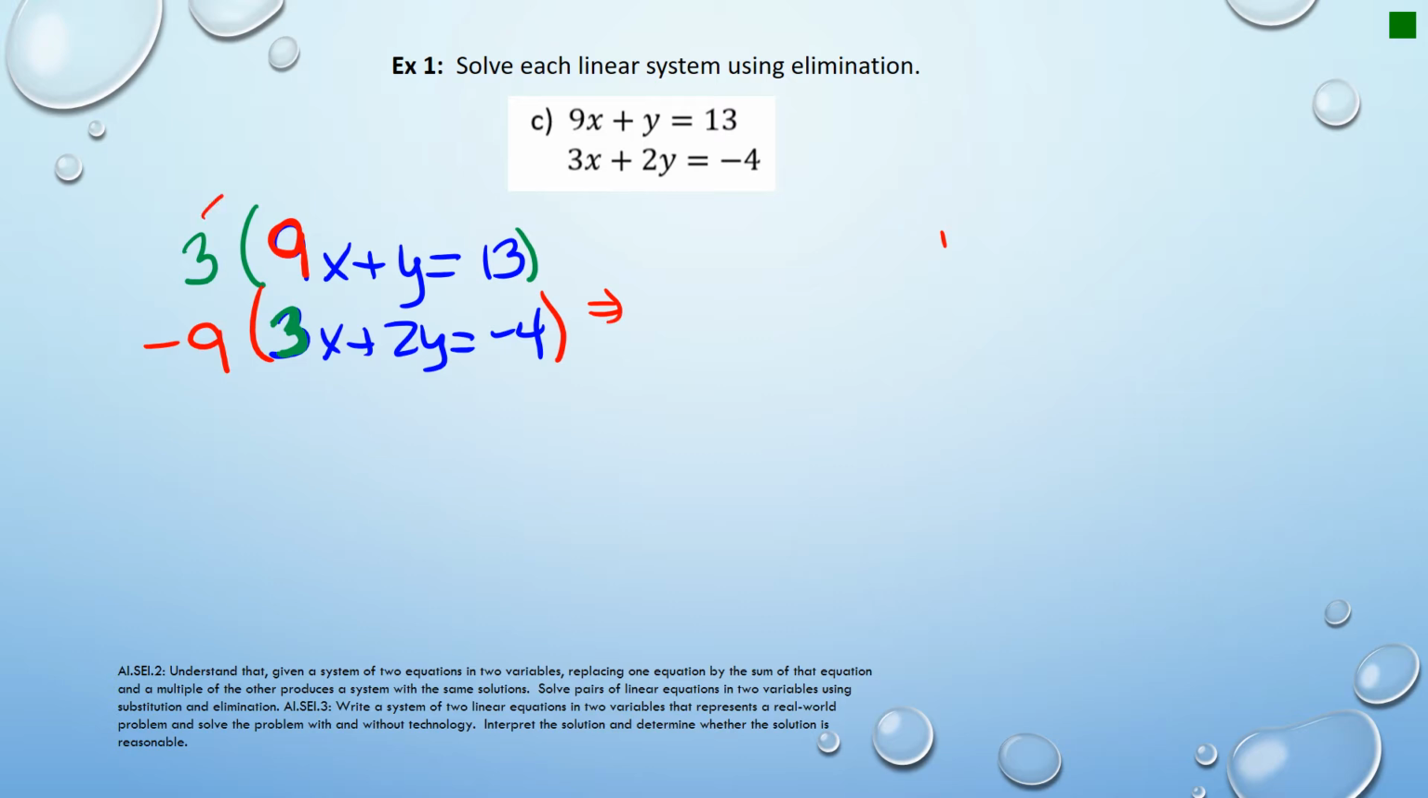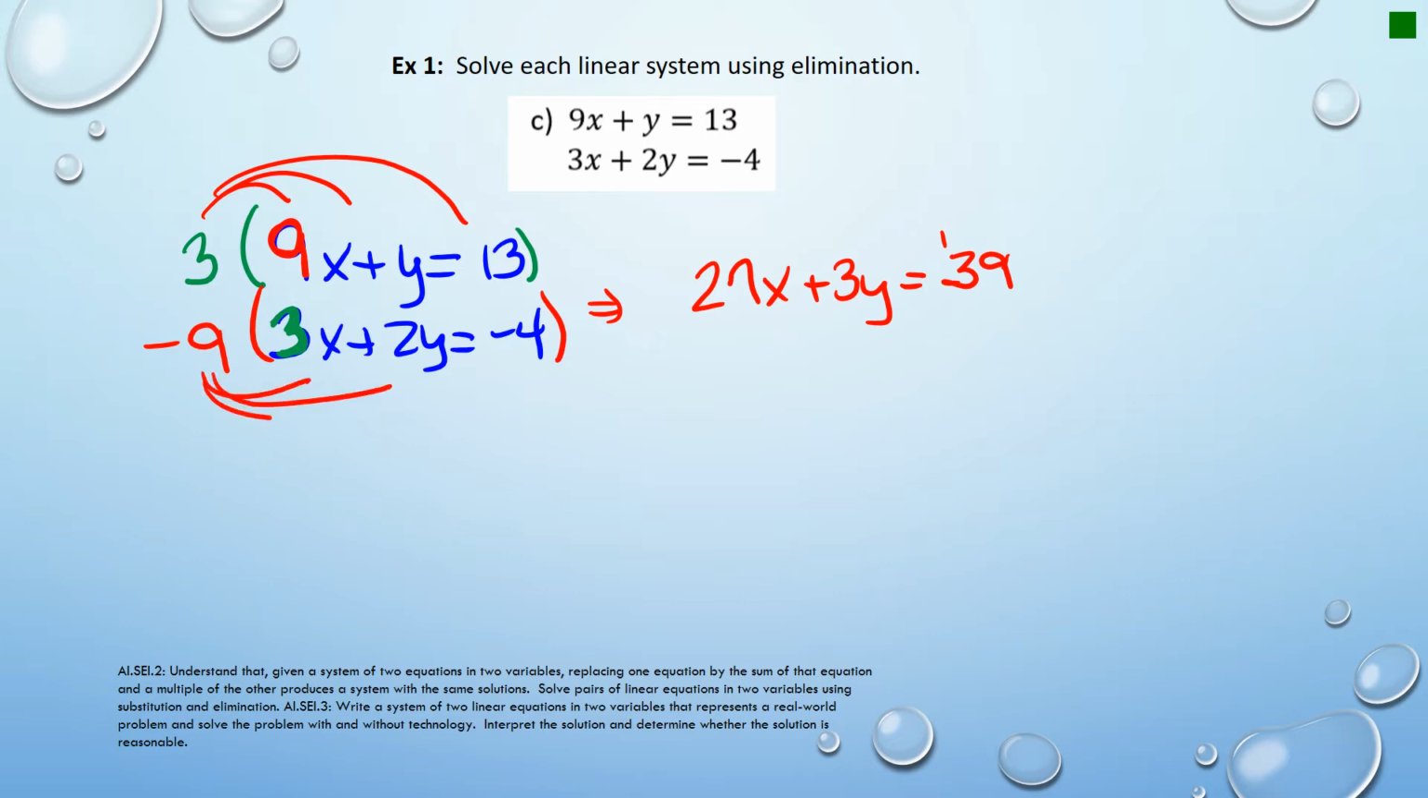Now the big thing is I've got to distribute it all the way through. I'm going to get some big numbers, but do you know what I can use? A calculator. So that's all good. Don't care what the numbers are. So we have 27x plus 3y equals 39. Over here, distribute. Negative 27x minus 18y equals 36.